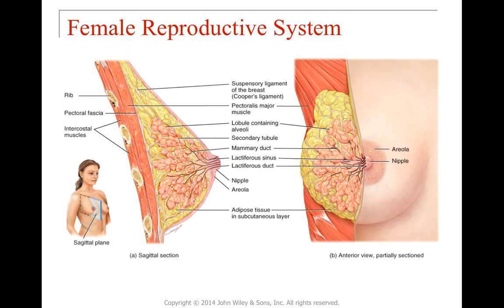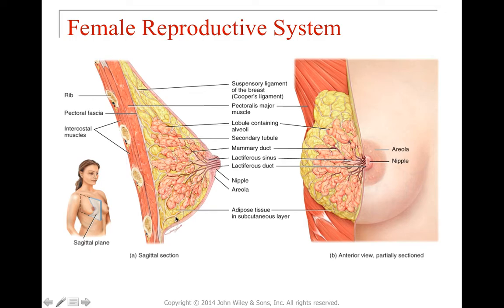So this is a sagittal section of female mammary or breast tissue. So here we look, we have the ribs. Inside the ribs we have the intercostal muscles, right? And then here are the pectoral muscles, so those are actually found underneath the breast tissue. Then we have the pectoral fascia, which is going to be the connective tissue that lines on top of the pectoral muscles. Okay, so now we can get into the breast itself.